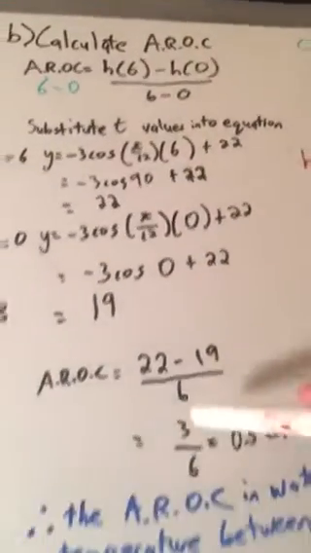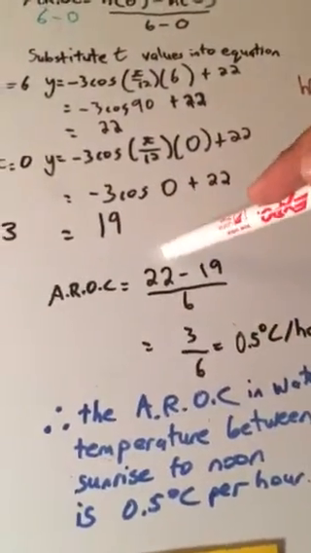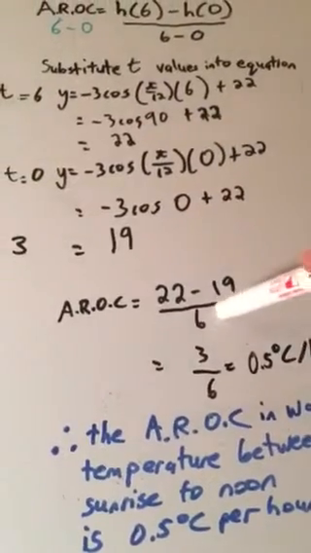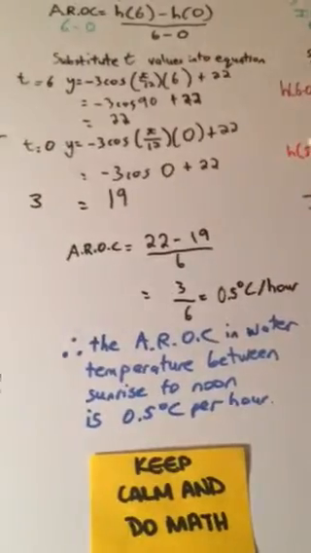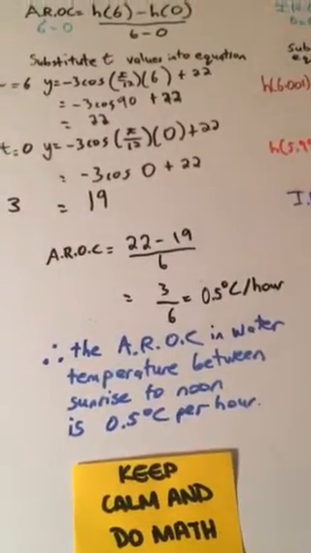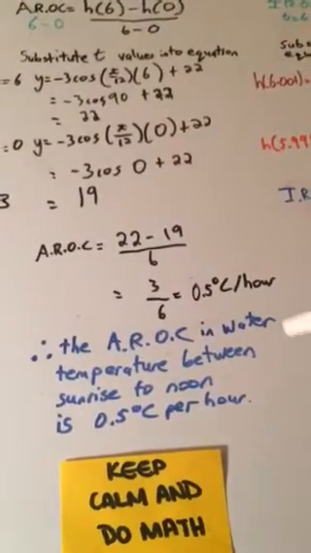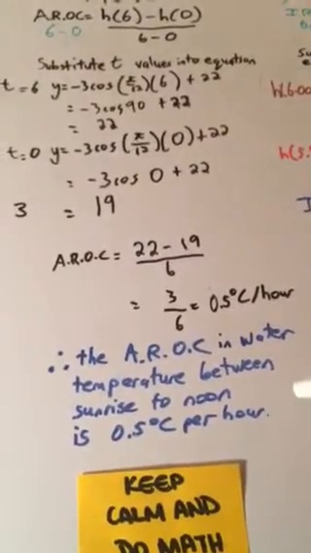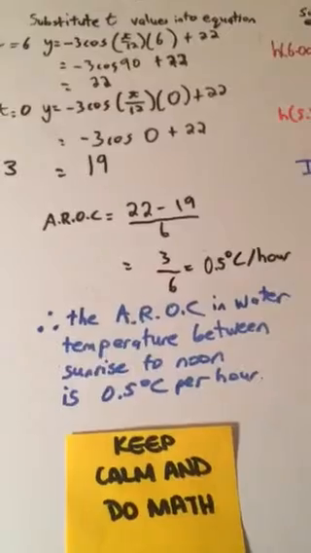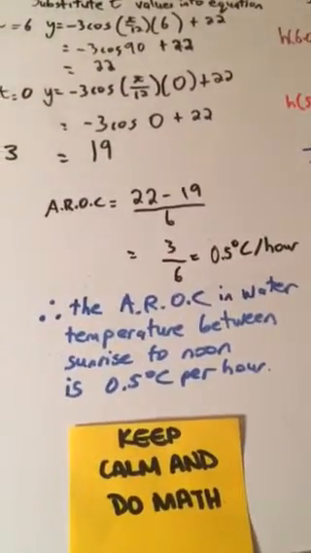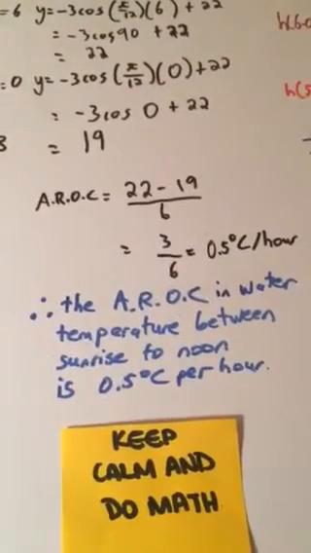So therefore, AROC equals 22 minus 19 divided by 6, which equals 3 over 6, or 0.5 degrees Celsius per hour. So therefore, the AROC in water temperature between sunrise to noon is 0.5 degrees Celsius per hour. So guys, I know it's a lot to handle, but keep calm and just do math.